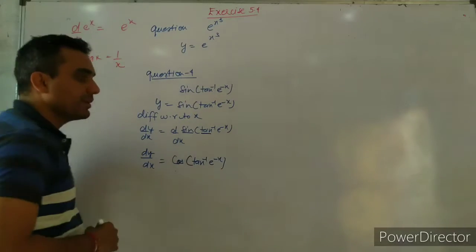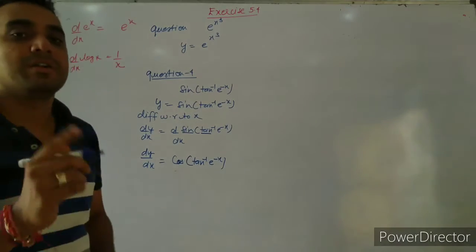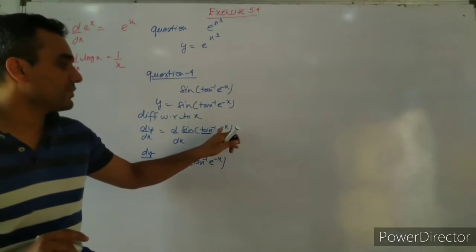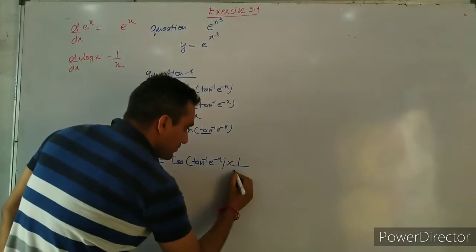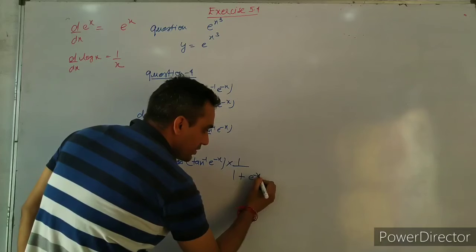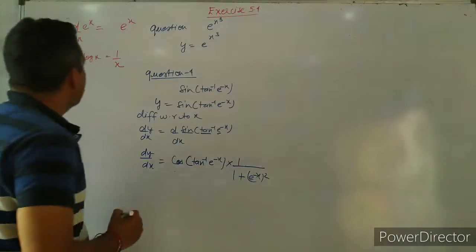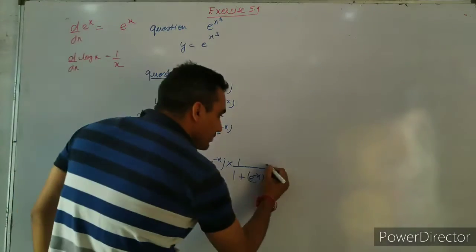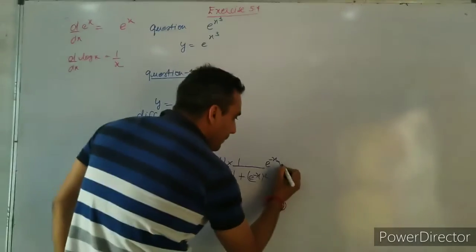Now we will differentiate tan inverse. We know from our previous exercise that the differential of tan inverse x is 1 upon 1 plus x square. But here instead of x we are having e to the power minus x. So the differential of tan inverse e to the power minus x is 1 upon 1 plus e to the power minus x whole square. Then we will differentiate e to the power minus x. The differential of e to the power x is e to the power x, so the differential of e to the power minus x will be e to the power minus x, and then the differential of minus x will give me minus 1.